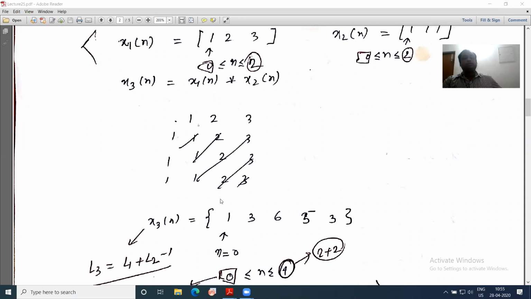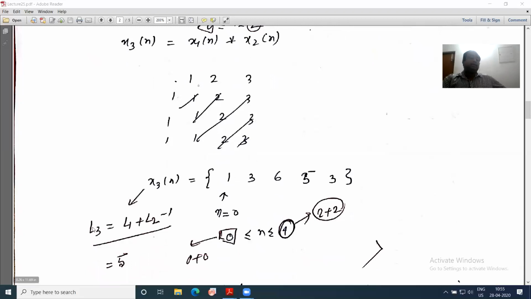So what is the length of this? The length of x3 is 5. So what I can write is that the length of x3 of n is L1 plus L2 minus 1.